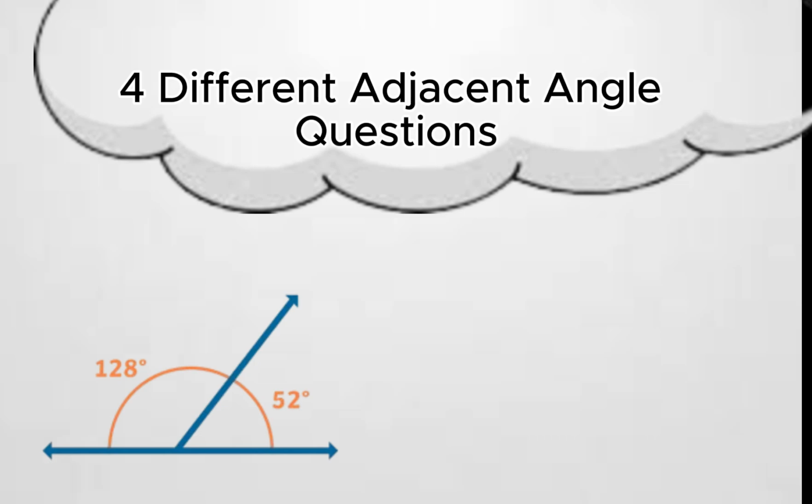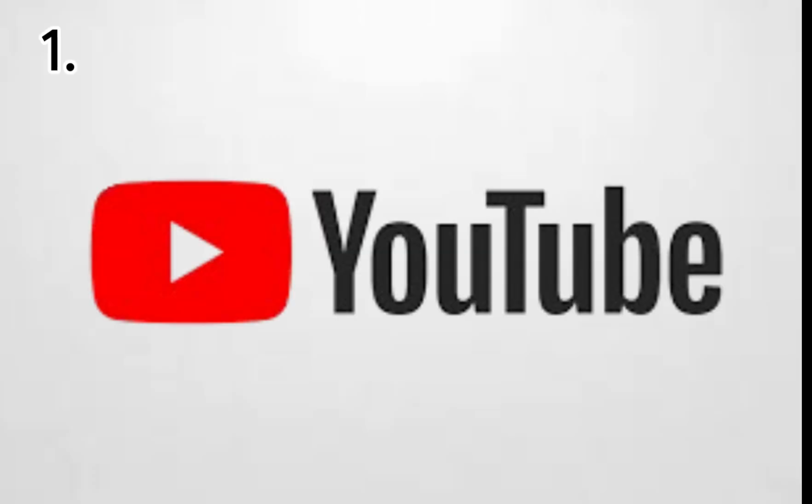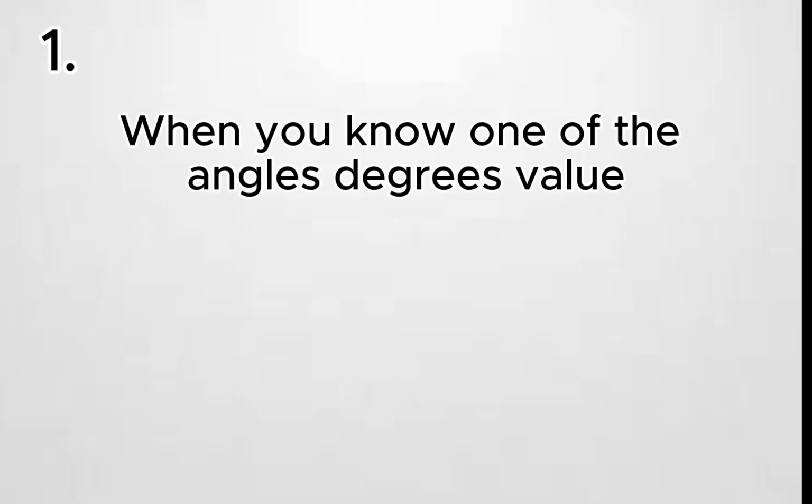Let's do 4 different types of adjacent angle questions. First is an example that I've used in a previous video of mine. It's when you know one of the angle's degrees. Let's say in our example, we know that one of the angles is 50 degrees. How would we find the second angle?